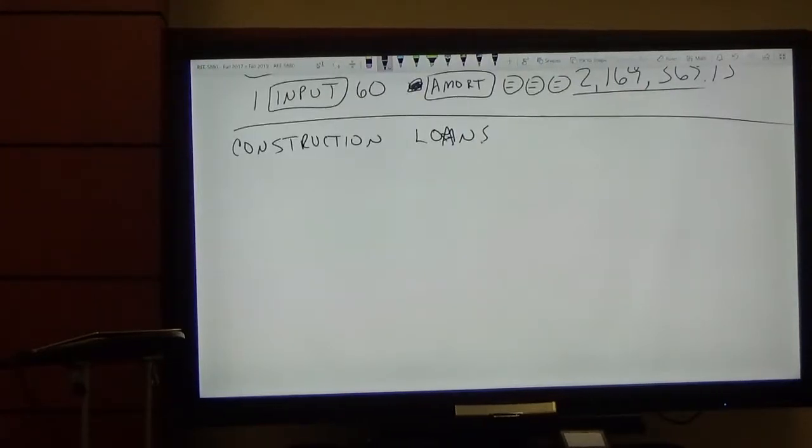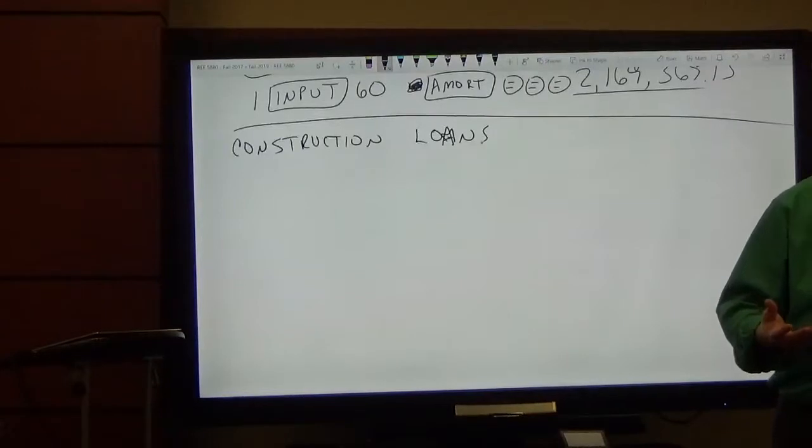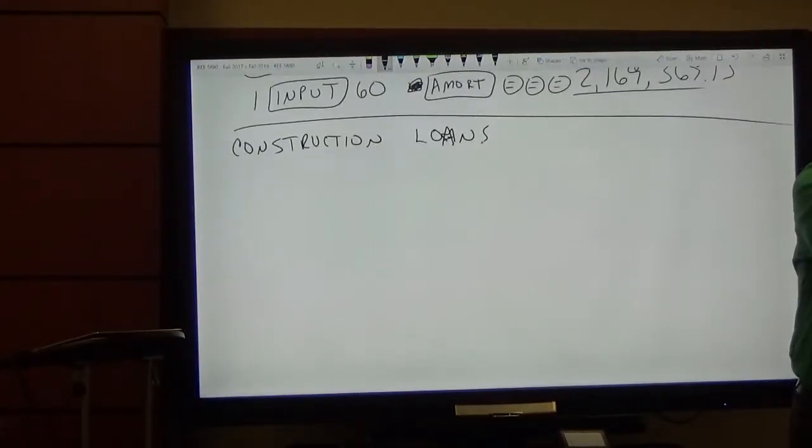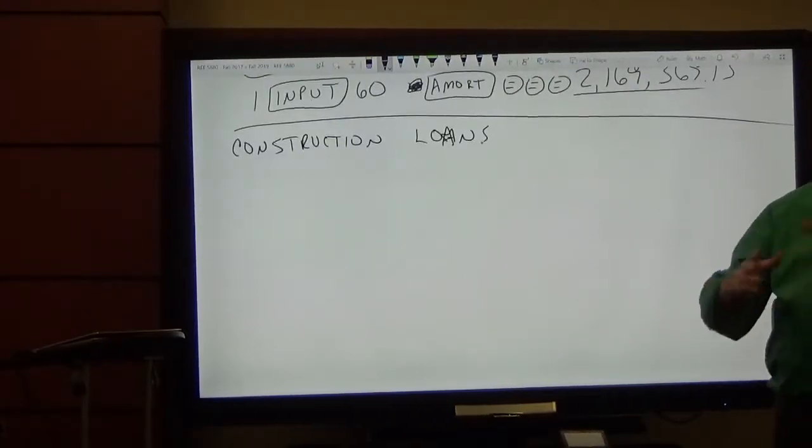This is the part you have to understand that's different from a normal mortgage. With a construction loan, you don't want the lender to just hand you $100,000 and say, go forth and build. That's not what you want to have happen.